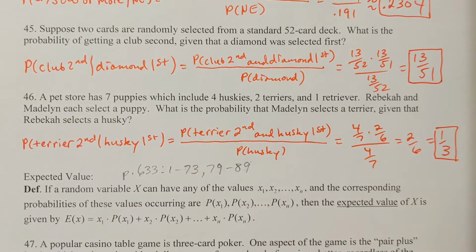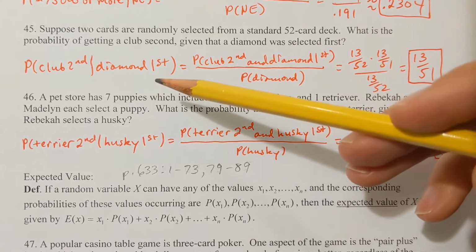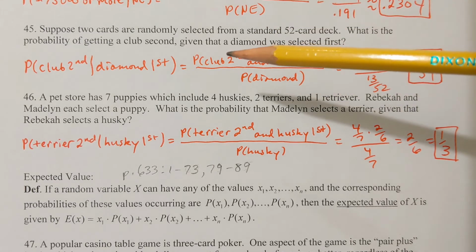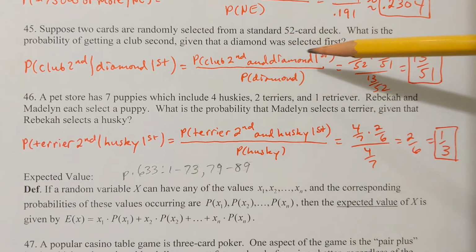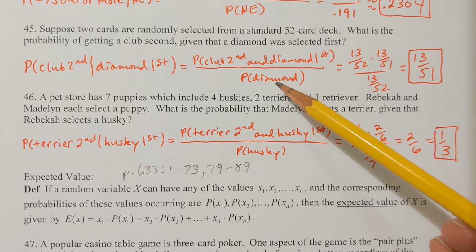Problem 45. Suppose that two cards are randomly selected from a standard 52-card deck. What's the probability of getting a club second given that a diamond was selected first? Given is a key word, so I'd want to use the conditional probability rule. Probability of getting a club second and a diamond first divided by the probability of getting a diamond first.